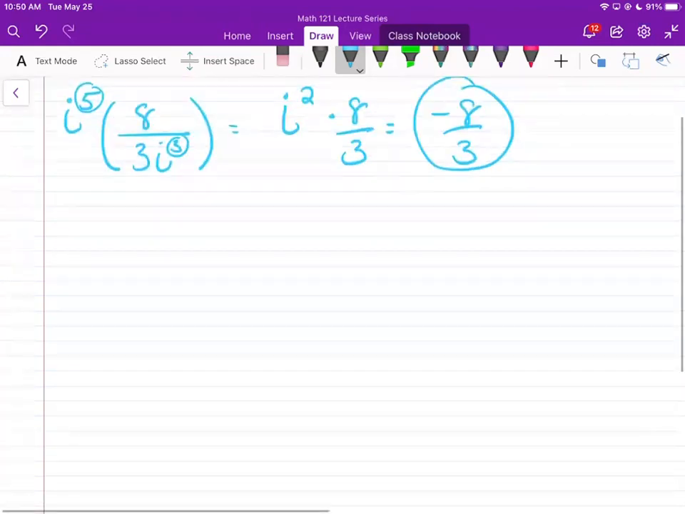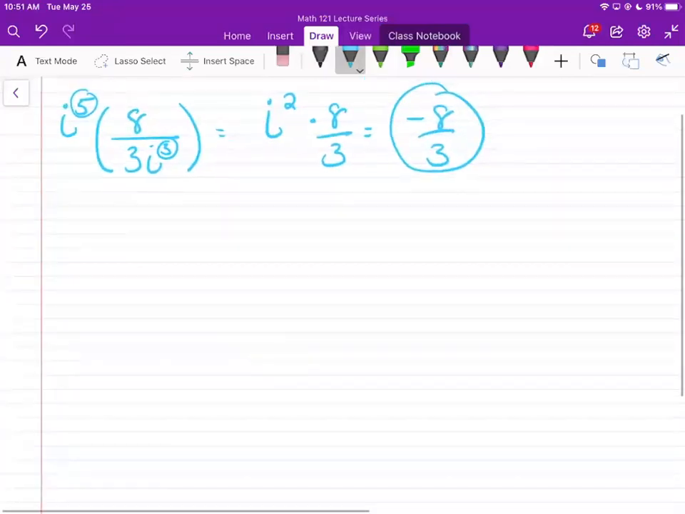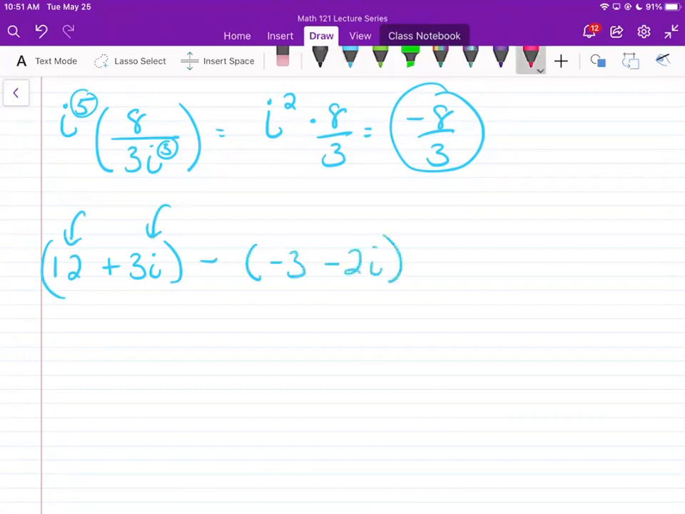You can also perform other basic operations, including addition and subtraction and multiplication. Let's look at an example of subtraction. For example, suppose I have the complex number, and by complex, we just mean that it has both a real and an imaginary part, minus -3 minus 2i. Treat these as like terms. And so we end up with 12 plus 3i.